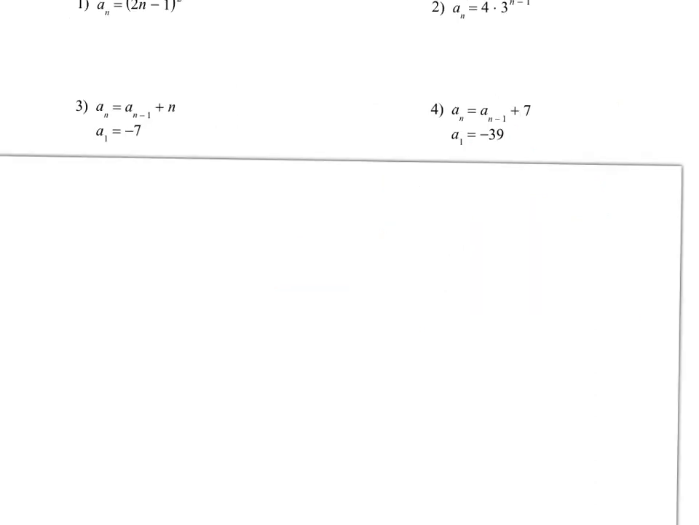All right, next up here, number 4. So for this one, I see that this one is recursive. That little sub n minus 1 right there tells me that it's recursive. Also, the fact that they're telling me the first term is also another indicator. So what I'm going to do here, I already know a sub 1 is negative 39. So then I'm going to go a sub 2 equals, and I just take the previous term and plug it in there and then add 7. So that's what that a sub n minus 1 really means here, is previous term.